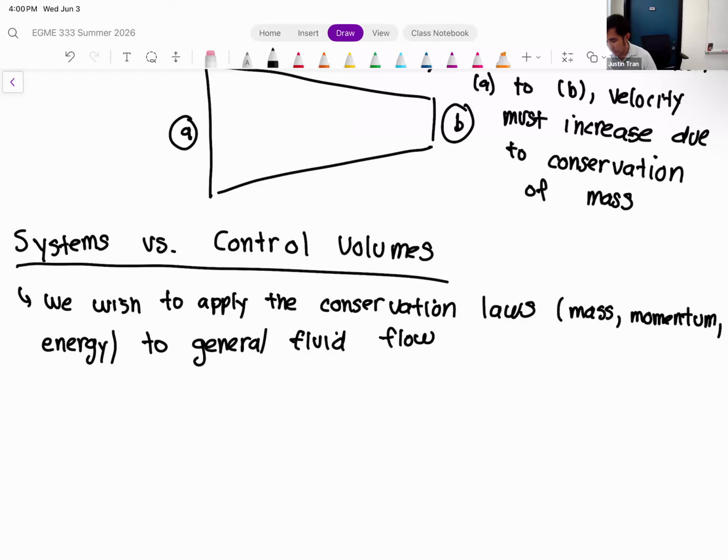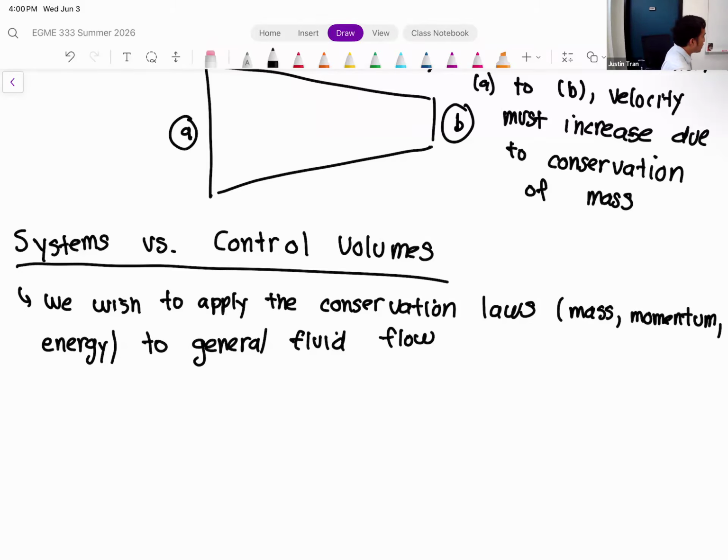Okay, so that's what we want. We've seen a little bit already. We've already discussed how Bernoulli's equation is an expression of conservation of energy. We've also discussed an expression of conservation of mass in that context. But everything we did for Bernoulli was in a very specialized case. Remember, we had to make a lot of assumptions in order to make Bernoulli's equation work. So under general fluid flow, where we don't make those assumptions, we still want to be able to apply our conservation laws, okay?